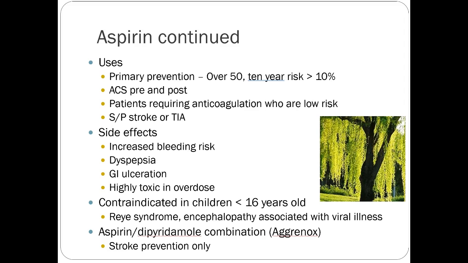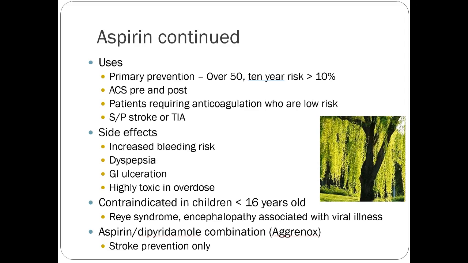Sometimes people who require anticoagulation, like AFib patients at low risk, we talked about the CHADS-VASc score. Again, side effects are there. We talked about that. Aspirin's really toxic in overdose if somebody takes a bunch of it, but usually that would be intentional in most cases. Not many people are going to accidentally take aspirin in overdose.